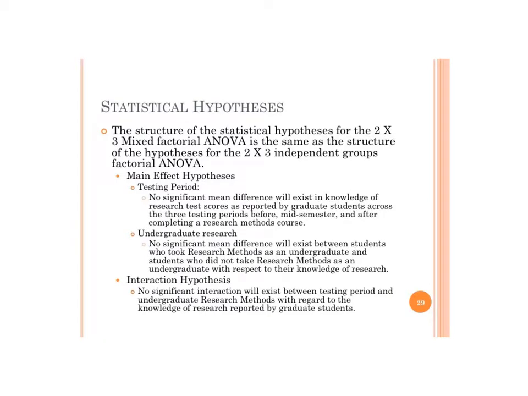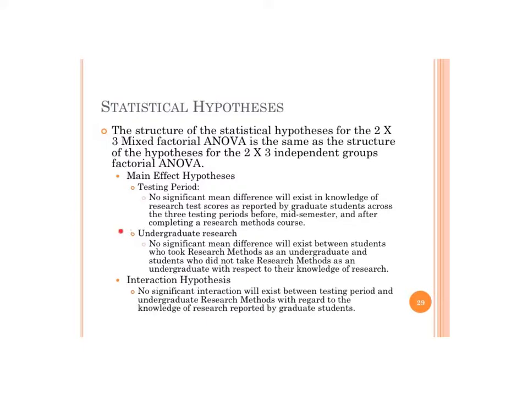The structure of the hypotheses is really similar to what we've done for all other factorial ANOVAs. We're still going to have an interaction hypothesis, which is going to be our main one, and since we're doing null hypothesis testing, we'll start off with the basic: no significant interaction will exist between testing period and whether or not they took undergraduate methods.